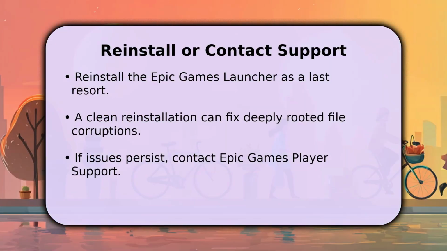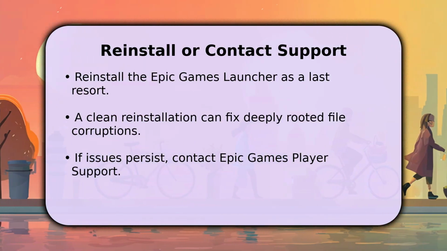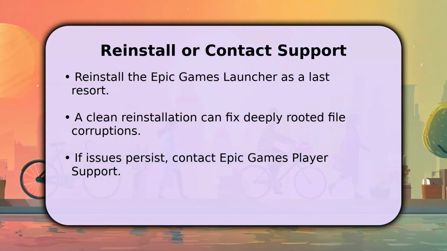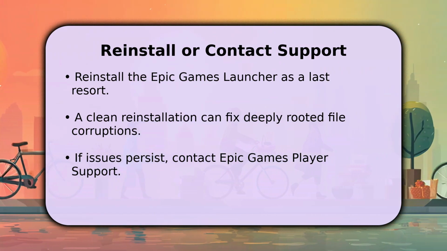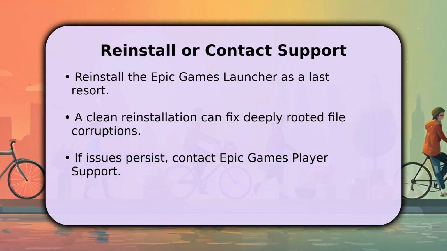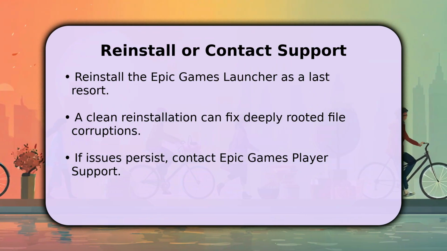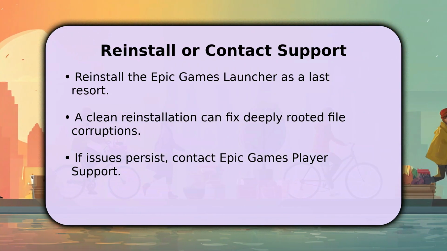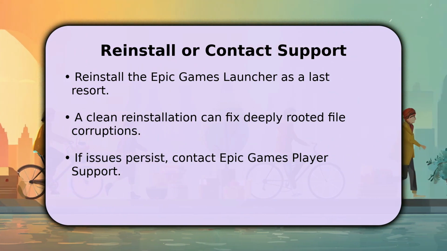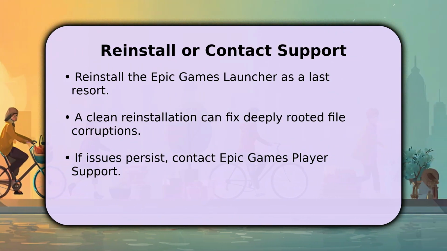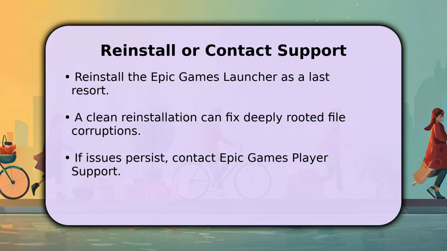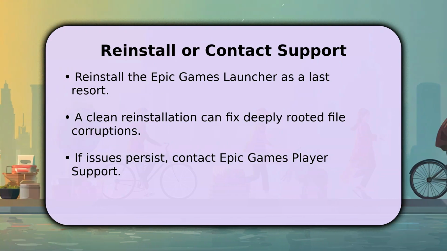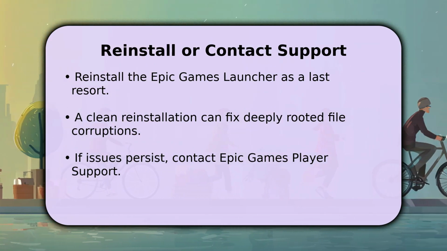If you've tried all the previous steps and the AS-3 error persists, a complete reinstallation of the Epic Games Launcher might be necessary. This ensures all files are fresh and uncorrupted, often solving stubborn issues. Make sure to back up any game data if needed before uninstalling. If even after a fresh installation the problem remains, your best course of action is to reach out directly to Epic Games Player Support. They can provide personalized assistance and investigate server-side issues specific to your account.